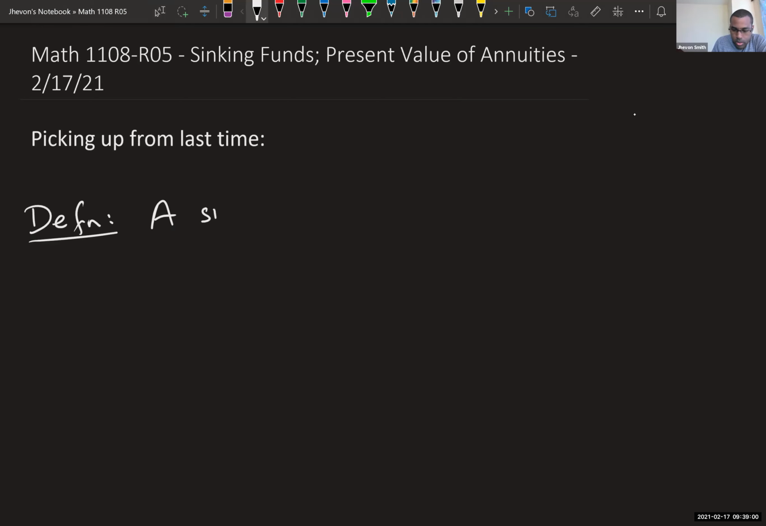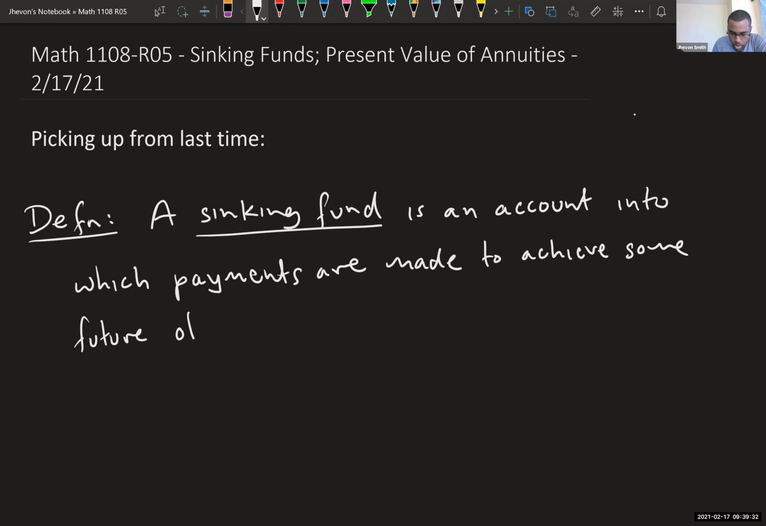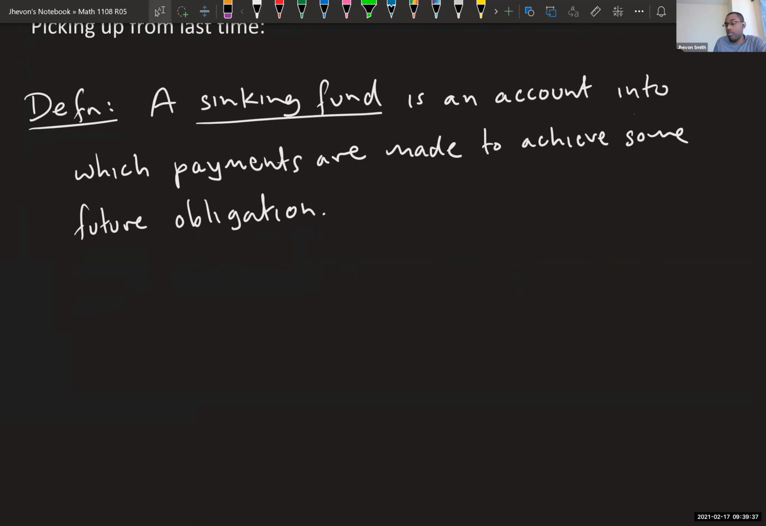A sinking fund is an account into which payments are made to achieve some future obligation. Okay, so that's what a sinking fund is, right? It's an account for the purpose of saving up towards something.